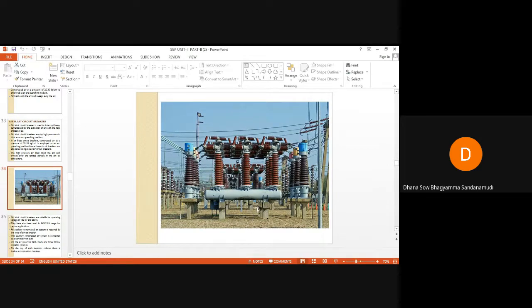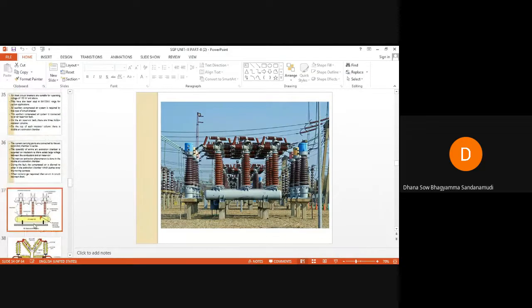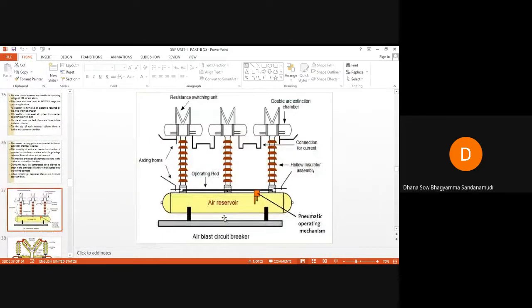This air blast circuit breaker requires an auxiliary compressed air system. This auxiliary compressed air system is connected to an air reservoir tank. You can see it here, this lower portion. This is the air reservoir tank.